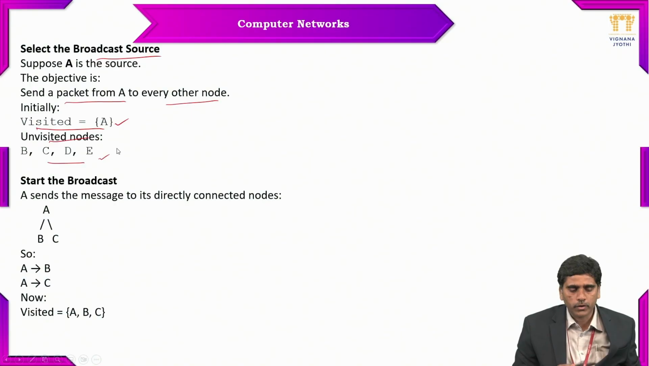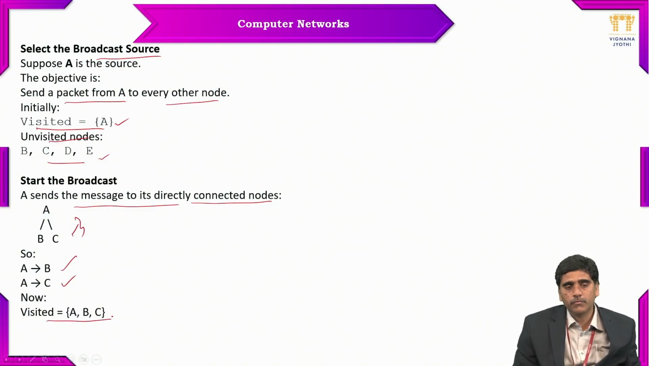Now start the broadcast. A sends the message to its directly connected nodes, A to B and A to C, and forwards the message to them. So A to B is 1, A to C is 1. Now A is visiting both B and C. Now visiting is completed and broadcasting is completed.